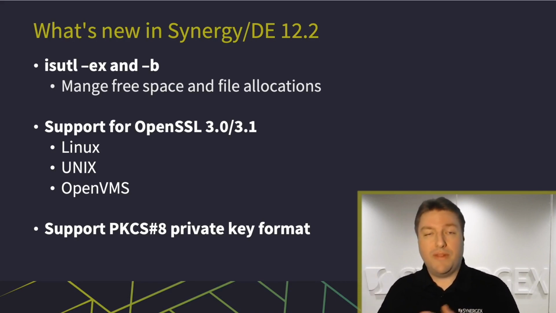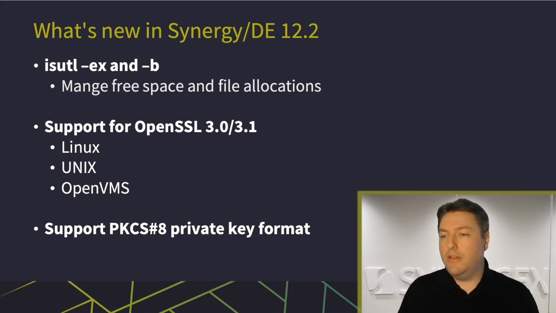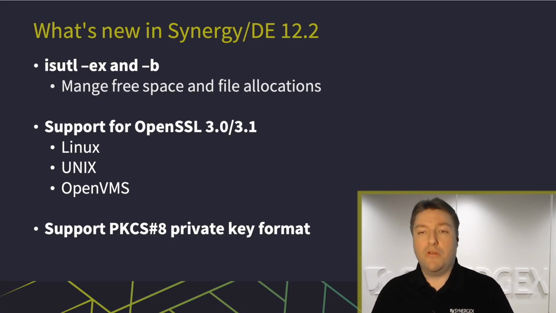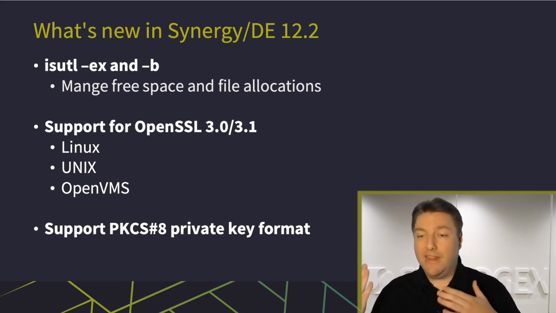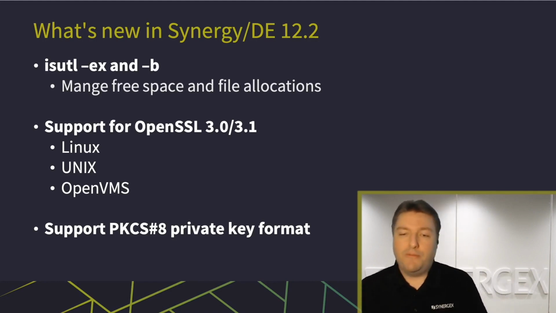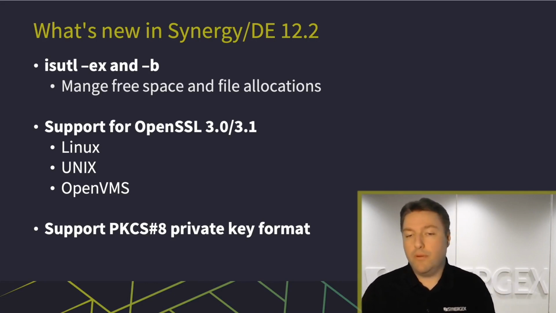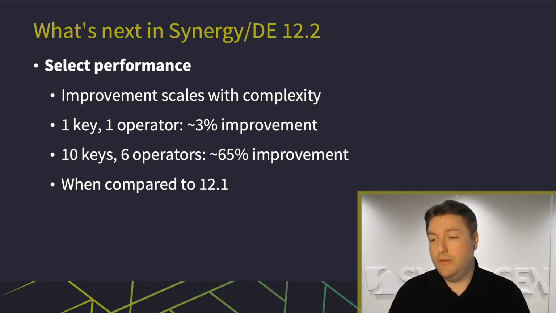Switching over to Build 1008, we introduced support for OpenSSL 3.0 and 3.1 on Linux, Unix, and OpenVMS. This was an important update to ensure we are keeping up with current development in the OpenSSL space, especially with some of the older versions becoming deprecated. This is a great time for us and you to upgrade. We fixed a number of compatibility items, including adding support for the PKCS number 8 private key format across supported platforms. Besides other bug fixes, that is most everything that we've already released in 12.2 in the last year.